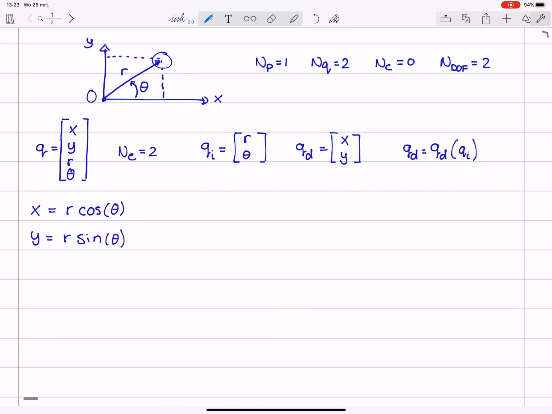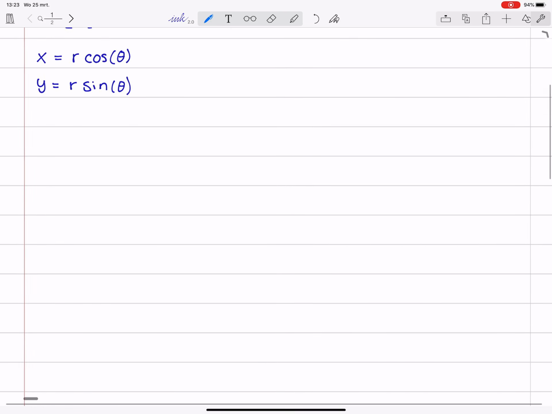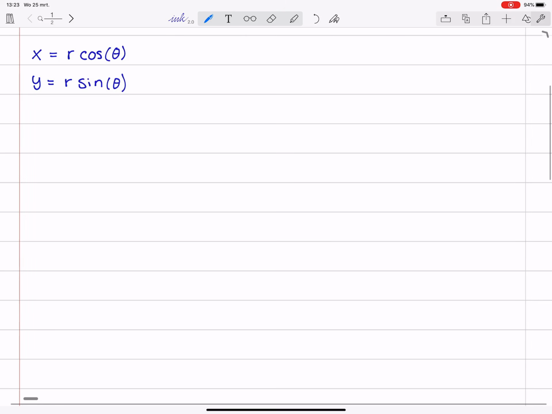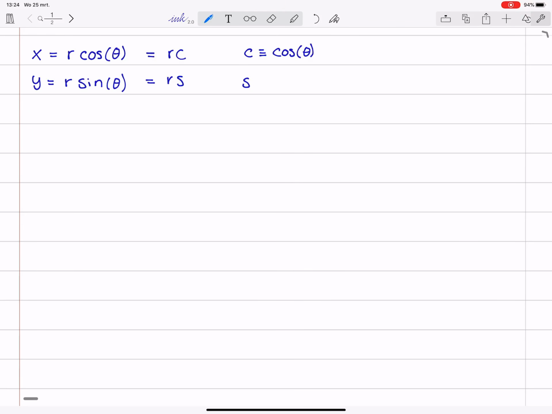And in order to save me some writing, I will make an abbreviation as follows. I will write the cosine of theta simply as c and the sine of theta simply as s. So it's a bit cheating, but I introduce c as the cosine of theta and s I will define as the sine of theta. It saves me a lot of work. Because here we go with the differentiation.